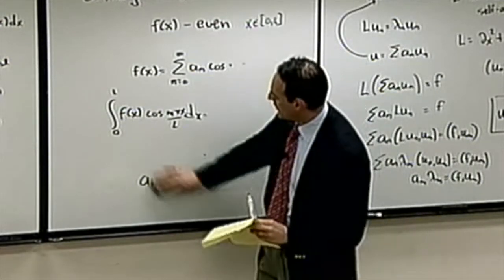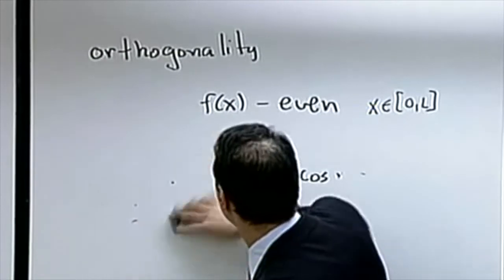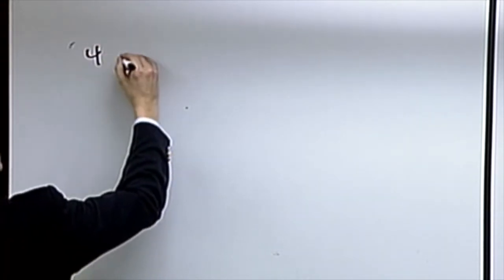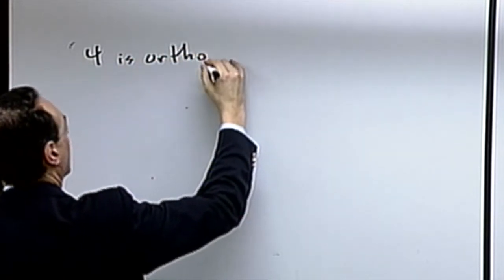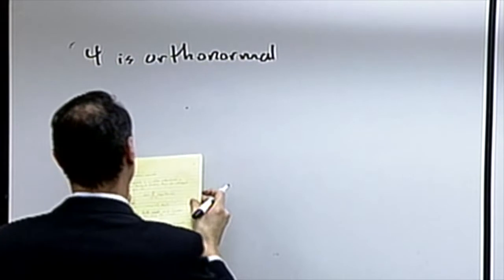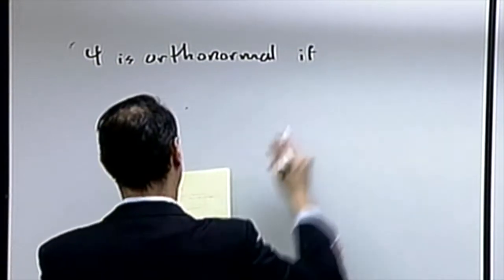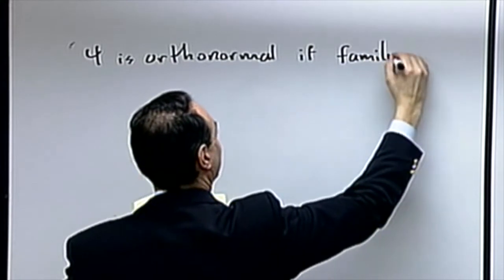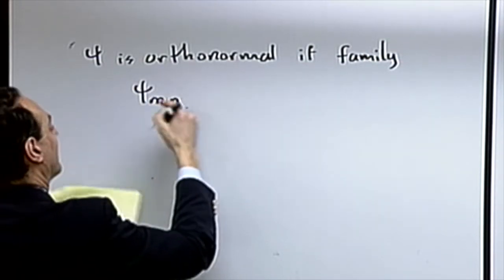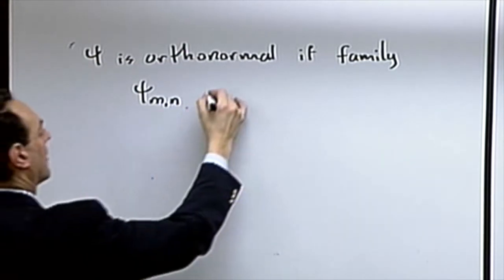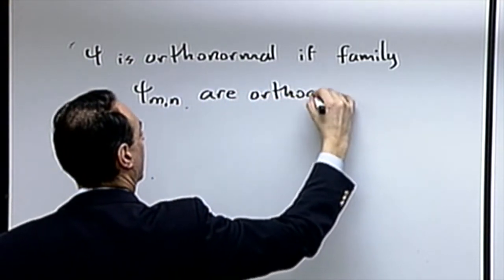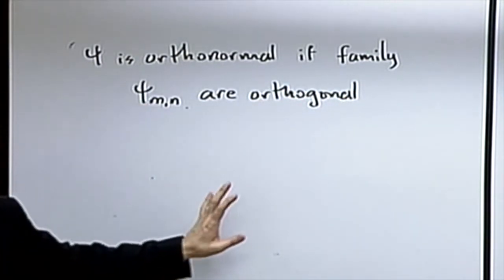Essentially, wavelets are just a different expansion basis, but we still haven't shown the orthogonality property. And once we show that, then we can say, oh, it's just another basis. They have orthogonality, completeness, and you can expand any function you want in them. Okay, so a wavelet, phi, is orthonormal if the family of wavelets phi m, n are orthogonal. That's the idea here.